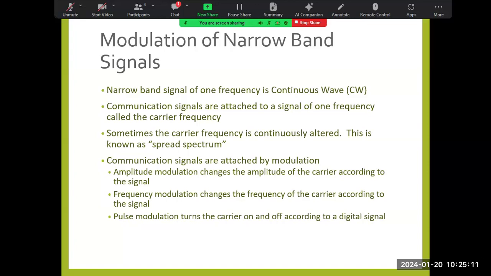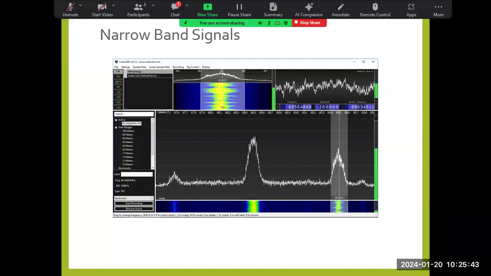Communication signals are attached by modulation. Is it amplitude modulation or frequency modulation? Which one is easier to mess with? Do you know, Matt? Amplitude? Yes, because that's what we're looking at. In frequency modulation, it's harder to mess with. And of course, pulse modulation turns the carrier on and off according to a digital signal, and pulse modulation is very noisy.